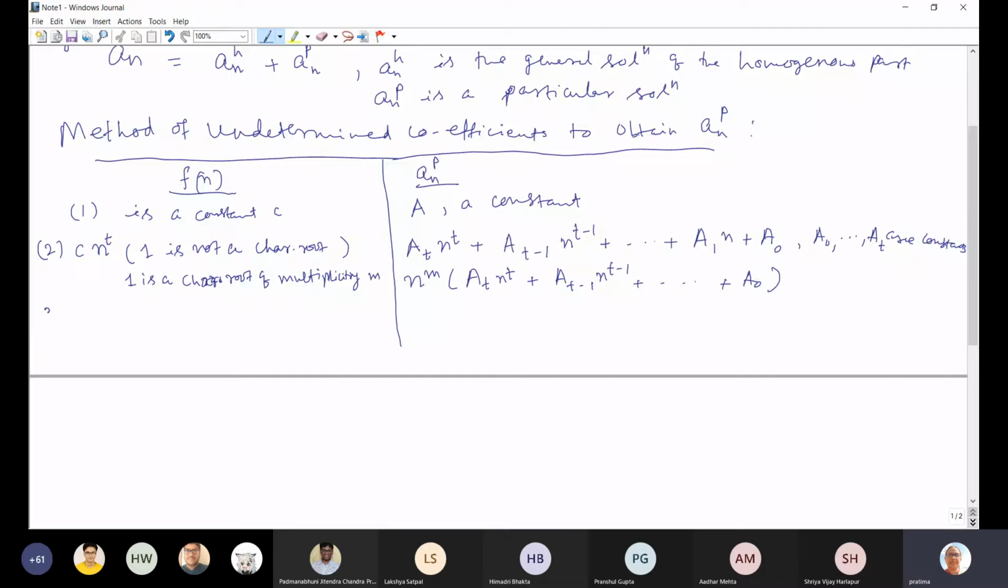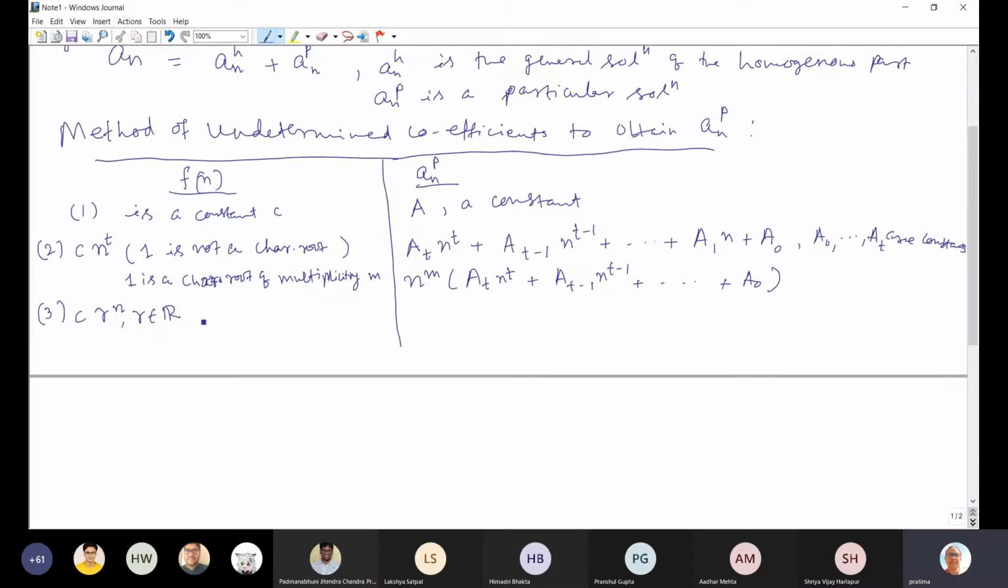So then next, if this function f(n) is of the form constant times r to the power n, here r is any real number. In the previous case, we had taken n particularly; in that second case, n is an integer. And here r can be any real number.